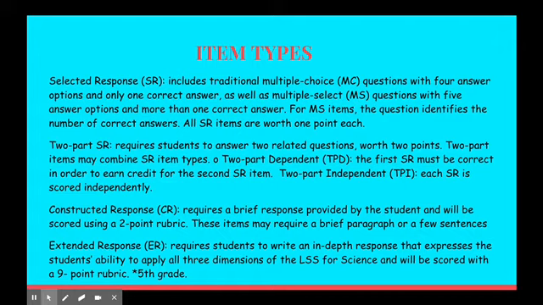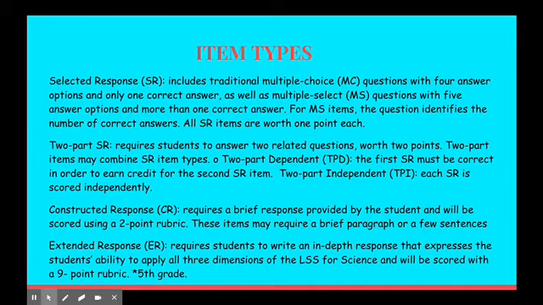Now we're going to talk about some of the questions and how they're set up on the science portion of the LEAP test. Selected response includes traditional multiple choice questions with 4 answer options and only 1 correct answer, as well as multiple select questions with 5 answer options and more than 1 correct answer. For multiple select items, the question identifies the number of correct answers. All selected response items are worth 1 point each.